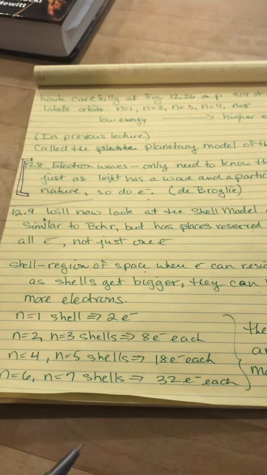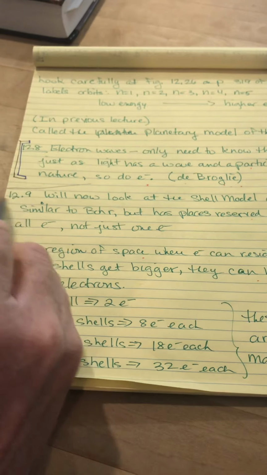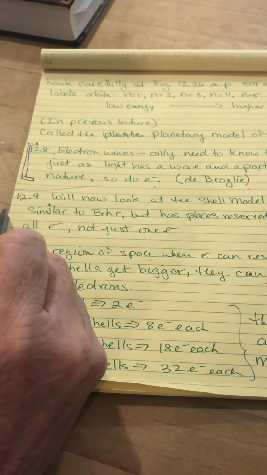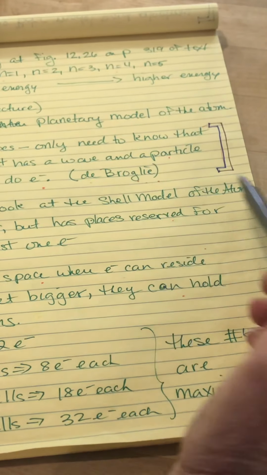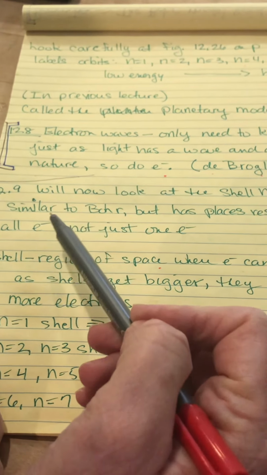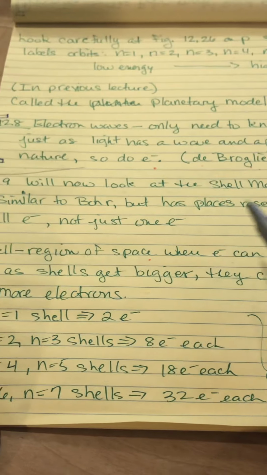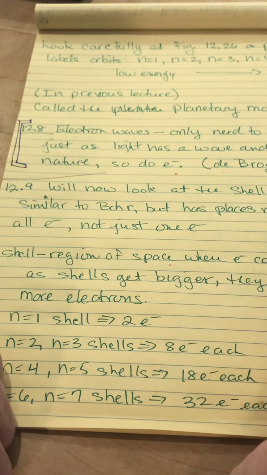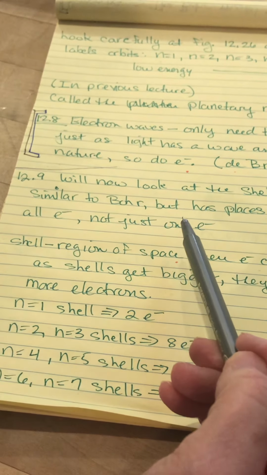So we are now finishing up the chapter and the last thing for the semester with section 12.9 of your book, and it's talking about the shell model of the atom. Easy peasy thing to do. It's similar to Bohr, but Bohr, if you remember, only was dealing with one electron in his model. This has places reserved for all of the electrons in all the atoms, not just one.